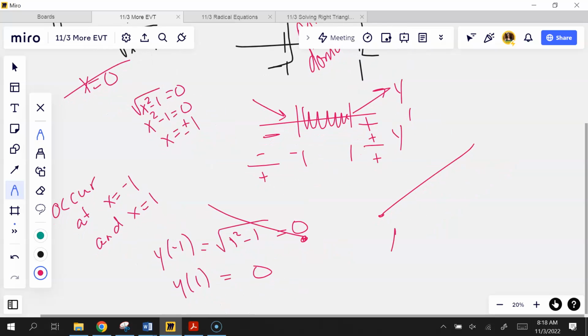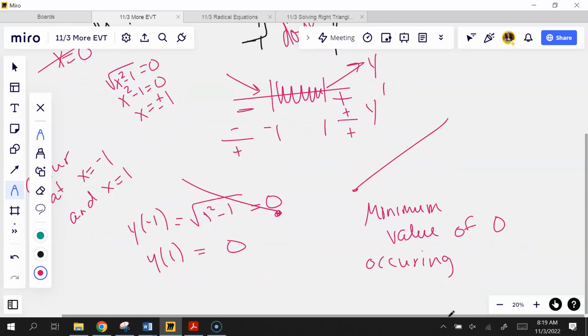So I have a minimum value of 0 occurring at x equals -1 and x equals 1, since they have the same value.